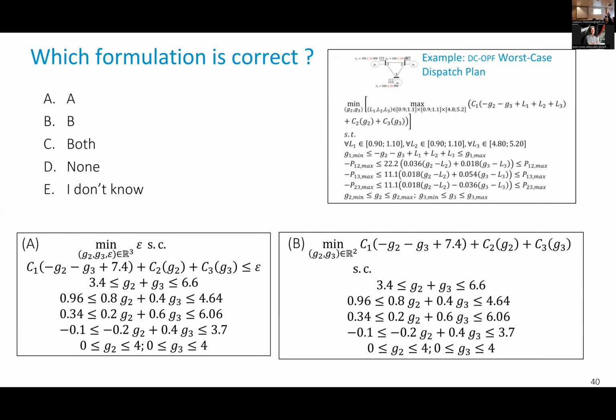But before getting rid of this epsilon, little question. Which of those two formulations, so here is the original formulation I had, which of those two formulations is correct?